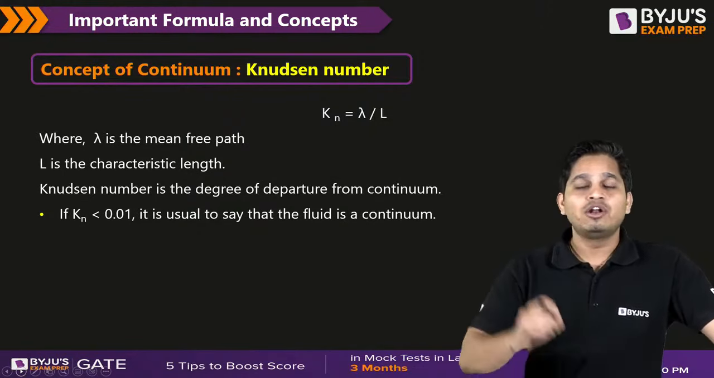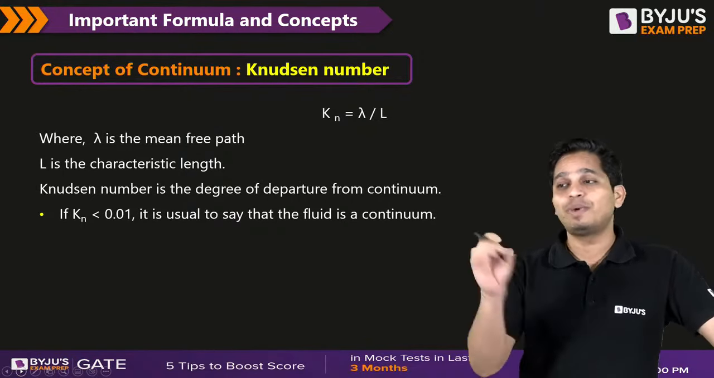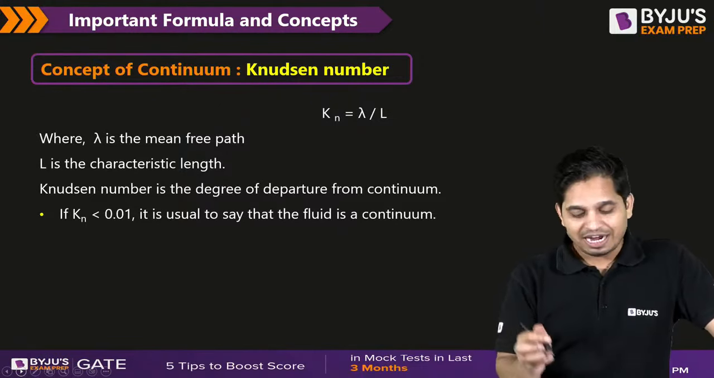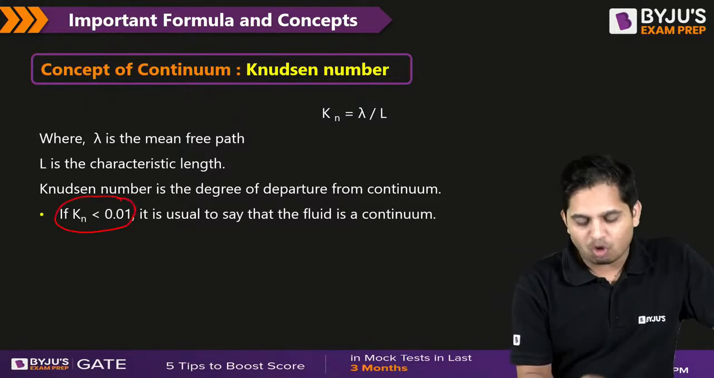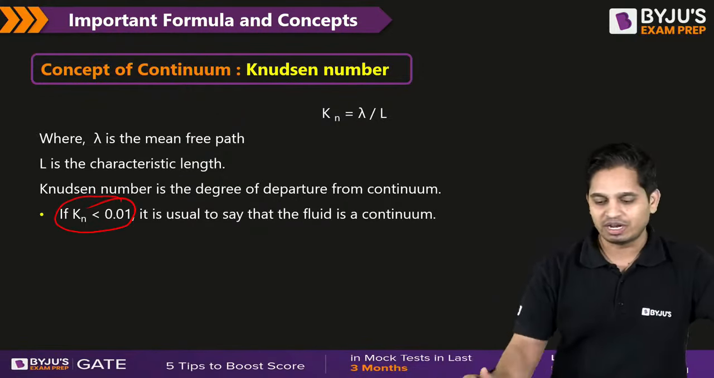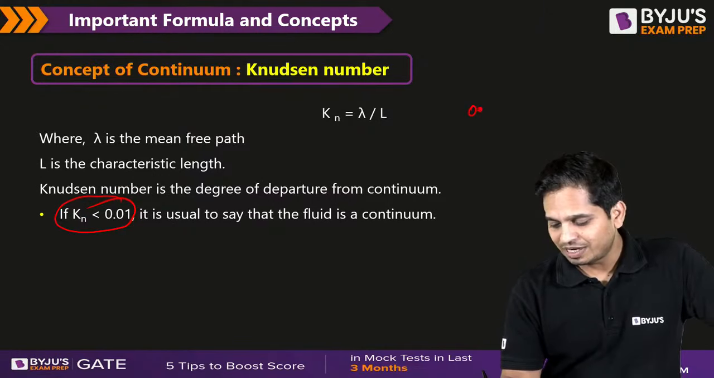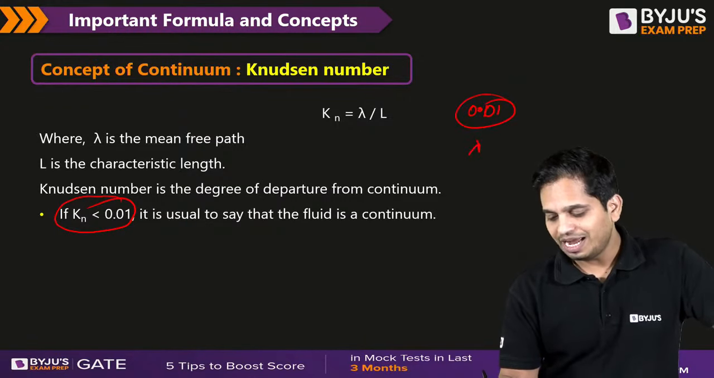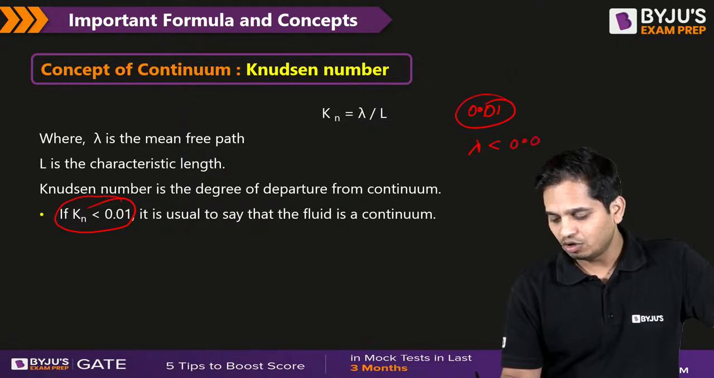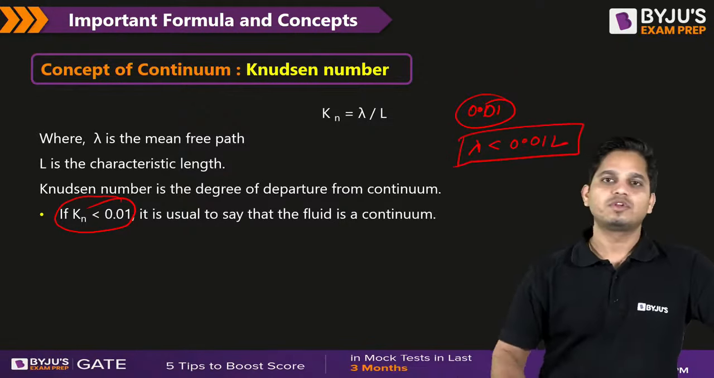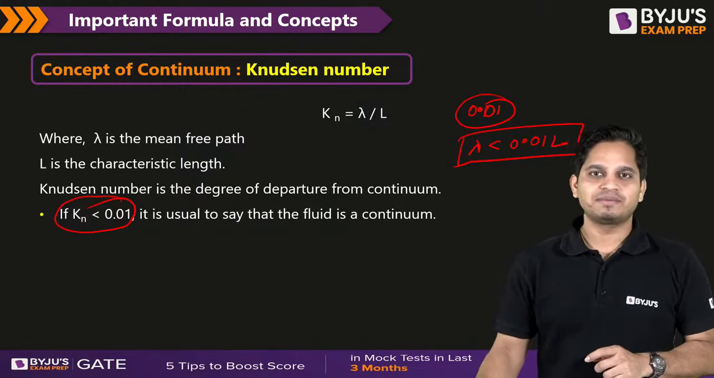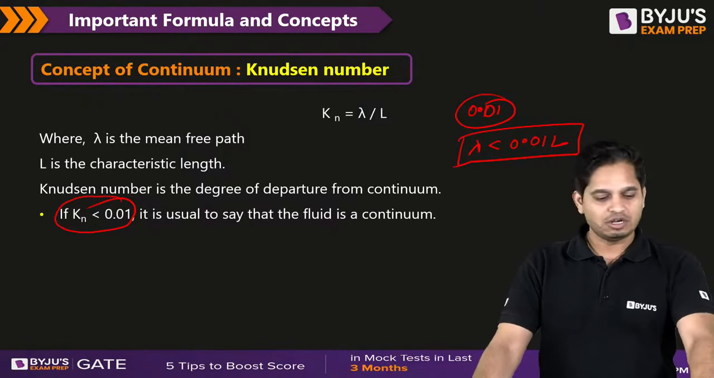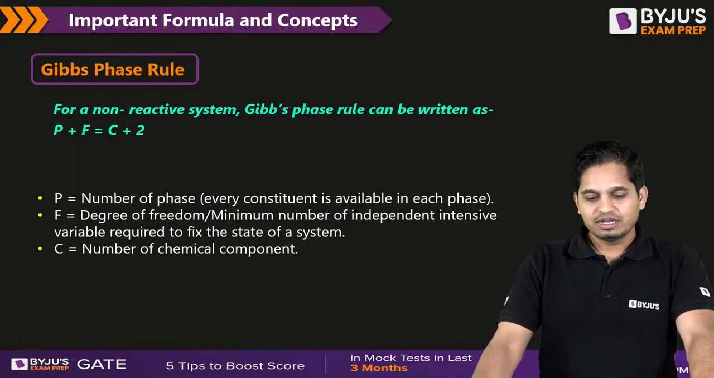And in order to satisfy the macroscopic condition or the concept of continuum, it must be less than 0.01. That is why it must be less than 0.01. Okay, and therefore lambda must be less than 0.01 L. So a very small mean free path must be there. Okay, so lambda must be less than the system dimensions. Okay, chalo. Next is Gibbs phase rule.